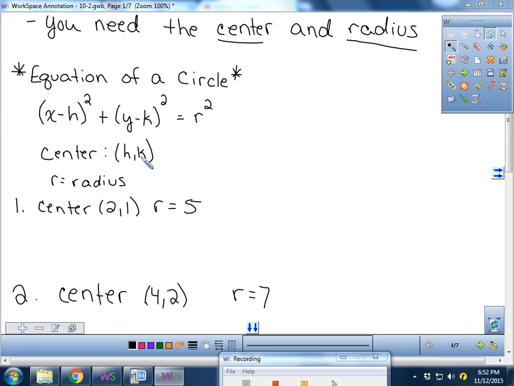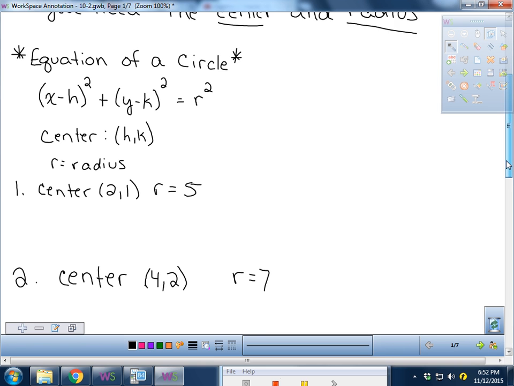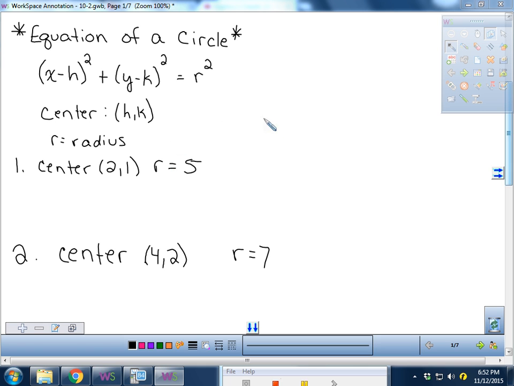The center is always at (h, k). Notice, if h looks like it's negative, it's really going to be positive. If k looks like it's negative, it's really going to be positive. And then r is your radius. So whatever this number is out here, you have to square root it to get your radius. So if you're writing the equation of a circle and they give you the radius, you have to square it.